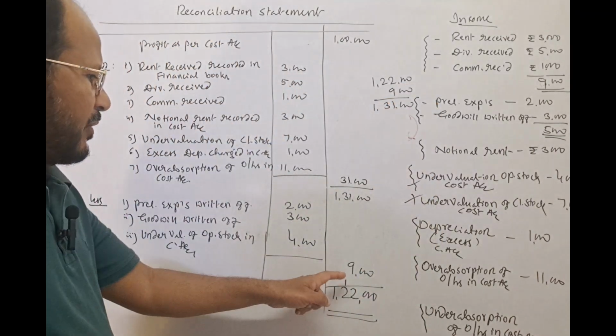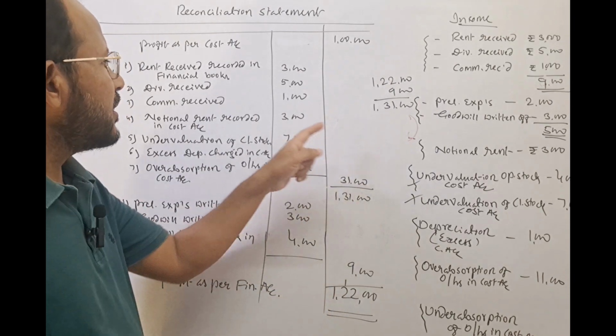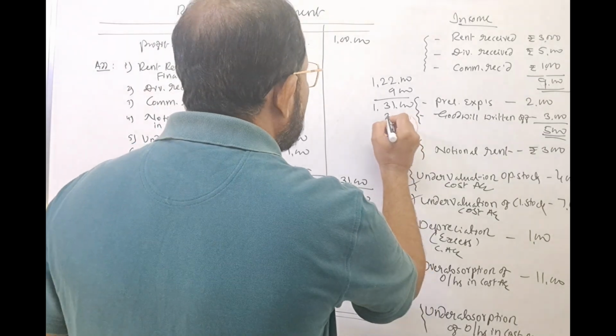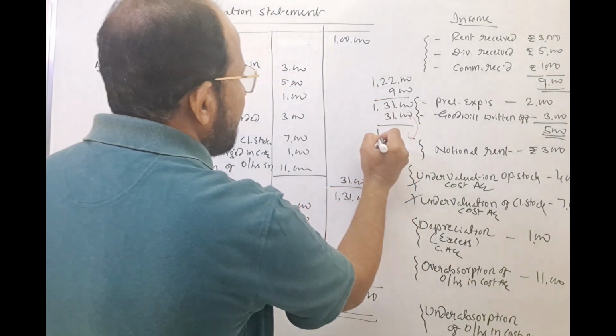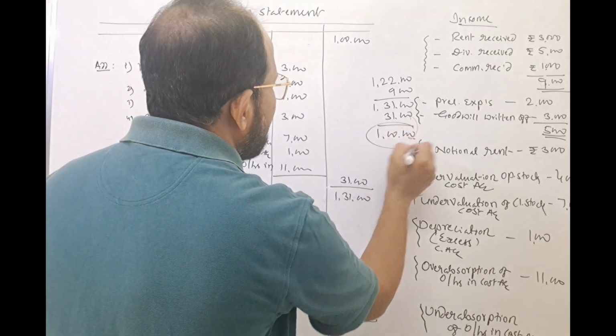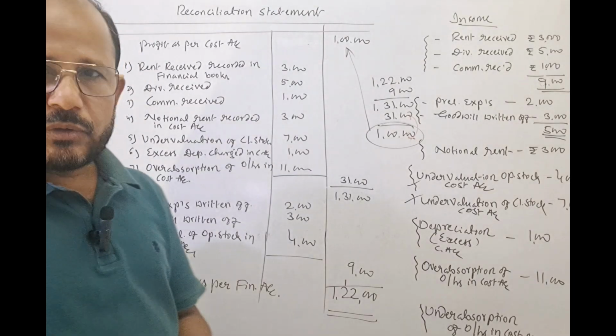You see here, when we take 1 lakh 22,000, to that we have to add rupees 9,000. Then from that we have to deduct 31,000. The items which are added are to be subtracted here. Then we get rupees 1 lakh. This rupees 1 lakh is nothing but the profit as per cost accounts.